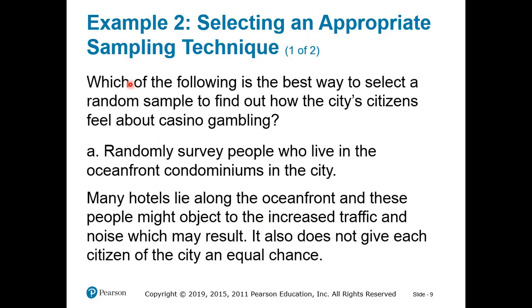Now, which of the following is the best way to select a random sample to find out how the city citizens feel about casino gambling? 1A, we randomly survey people who live in the oceanfront condominiums in the city. Well, what do you think about that one? The problem is that many hotels lie along the oceanfront, and these people might object to the increased traffic and noise which may result. It also does not give each citizen of the city an equal chance, because the people who don't live on the oceanfront do not have a chance of being in the sample.